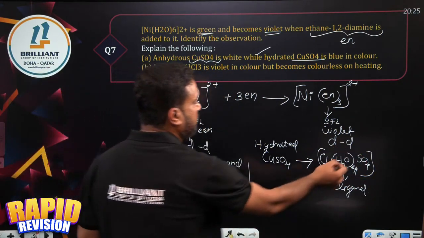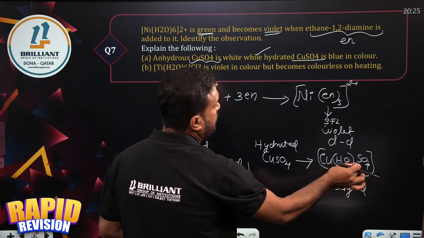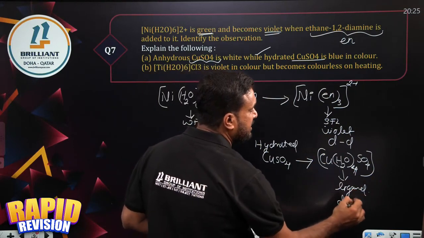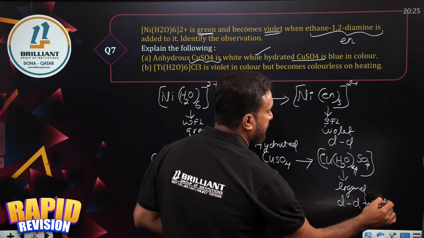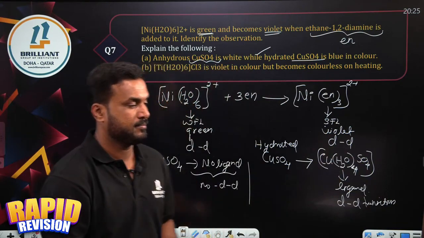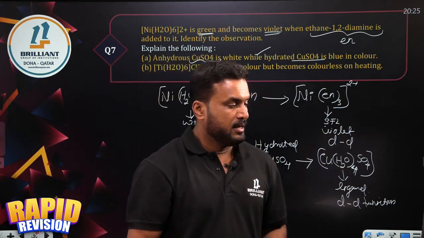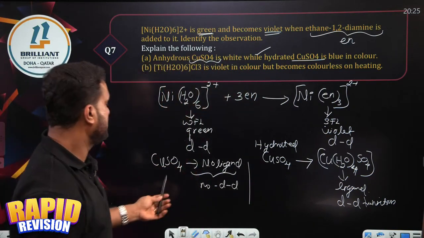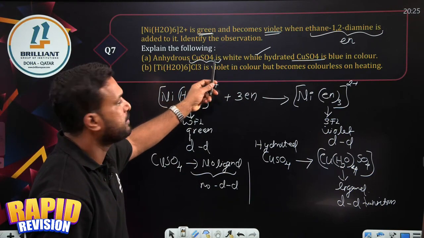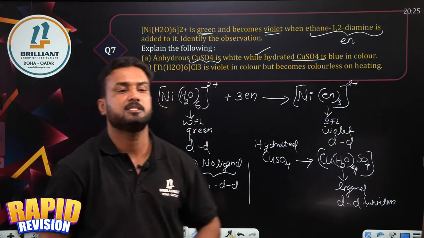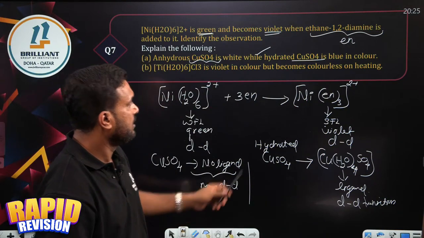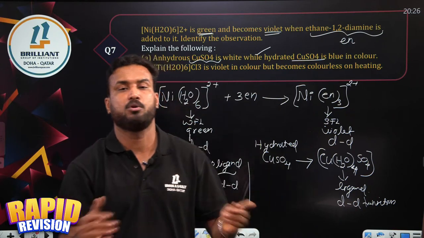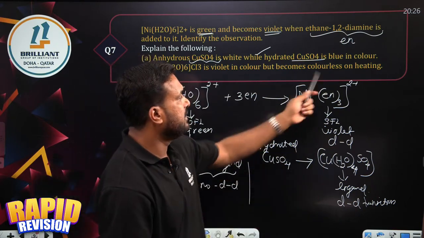So when water is added, water is a ligand. Ligand means d-d transition comes. So you have to say that. Anhydrous is colorless because splitting of d orbitals is impossible. In other words, no ligand is present in anhydrous copper sulfate, so there is no d-d transition, and no d-d transition means no color. Hydrated copper sulfate consists of H2O ligand, which helps for d-d transition. That is why we get color.